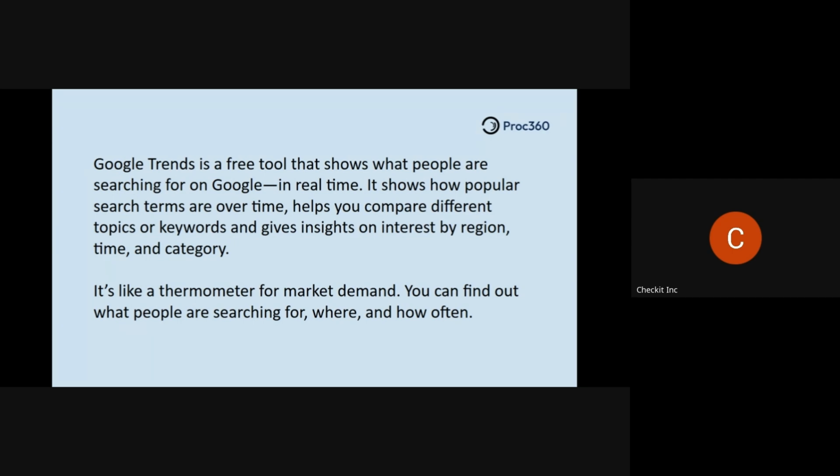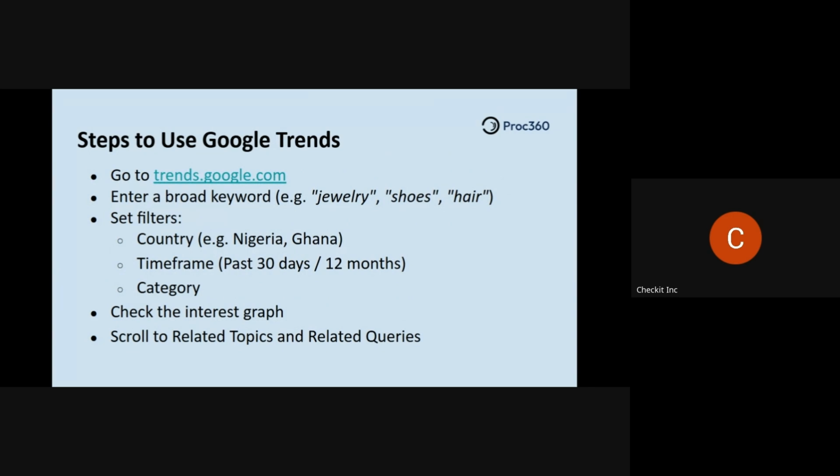So it is like a thermometer for market demand, right? You can find out what people are searching for, where and how often they are searching for those things. So if you want to succeed in business today, you need to sell what people are already looking for. And that is what this training is going to help us do. So I'm going to do a demo later on, but I'd like us to understand a few steps and certain terms before we go into the demo so that it's easier for you to understand.